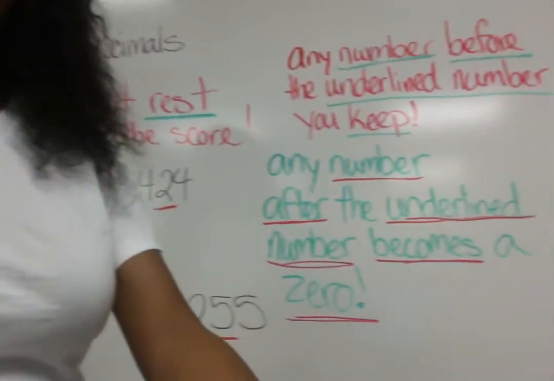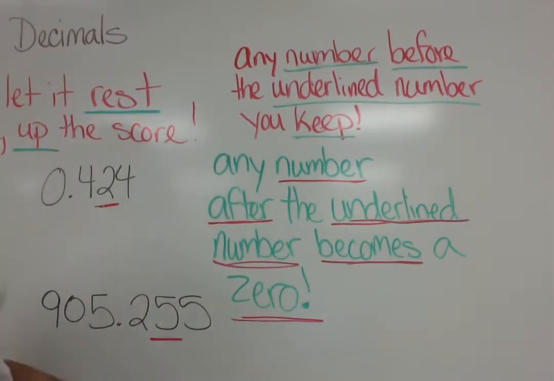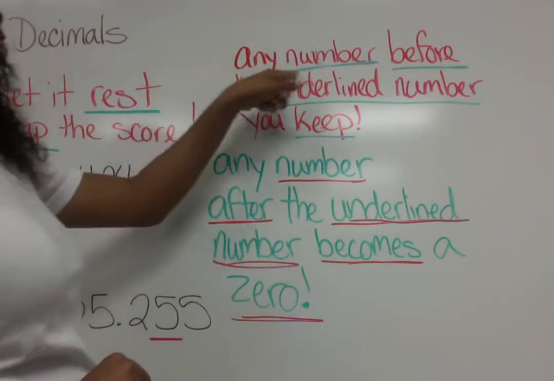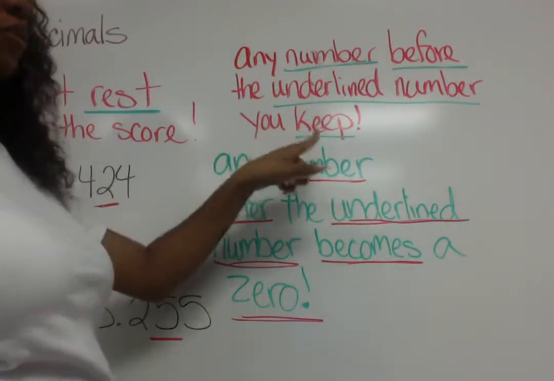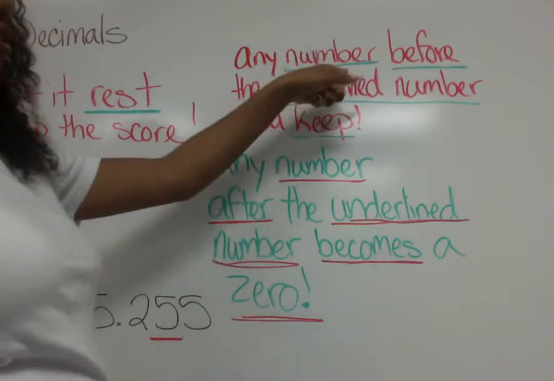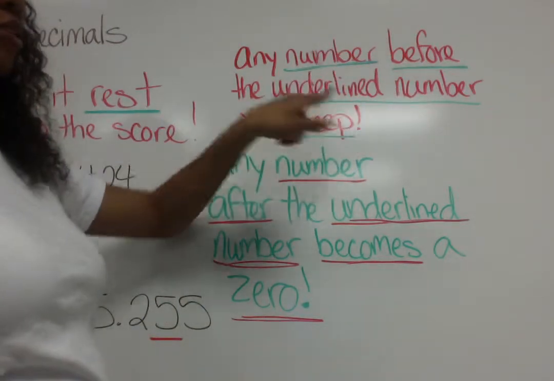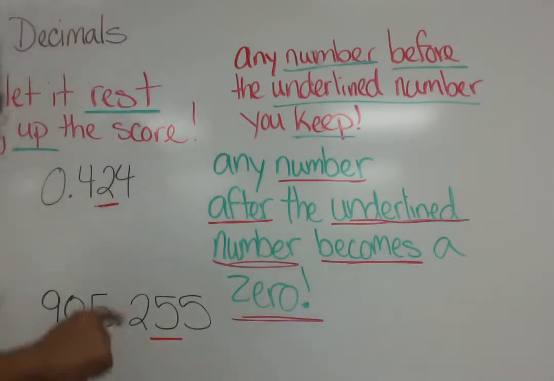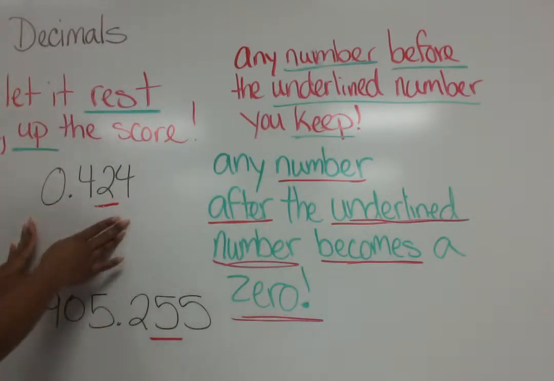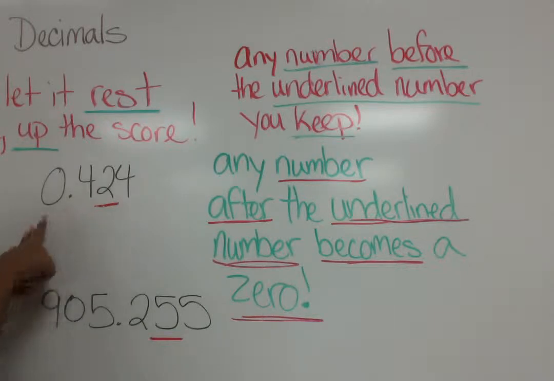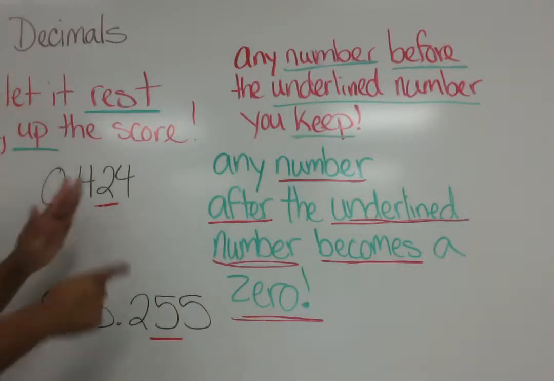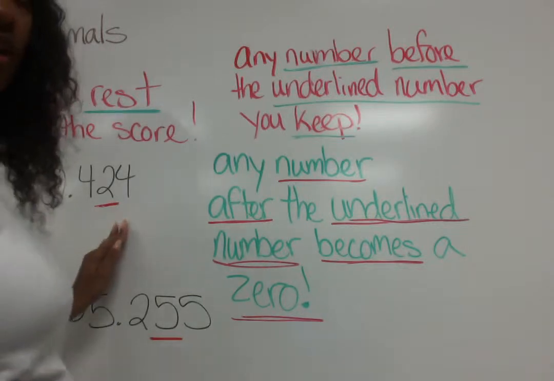All right, another rule, 2 rules I want you to remember. Any number before the underlined number you keep. So numbers before underlined number, keep. For example, if I look at this number right here, 424 thousandths, I see before the 2 that's underlined, a 4, a 0, and a decimal. So when I rewrite my new number, I'm going to keep the 0, keep the decimal, keep the 4. We stop at the underlined number to see what we do next.